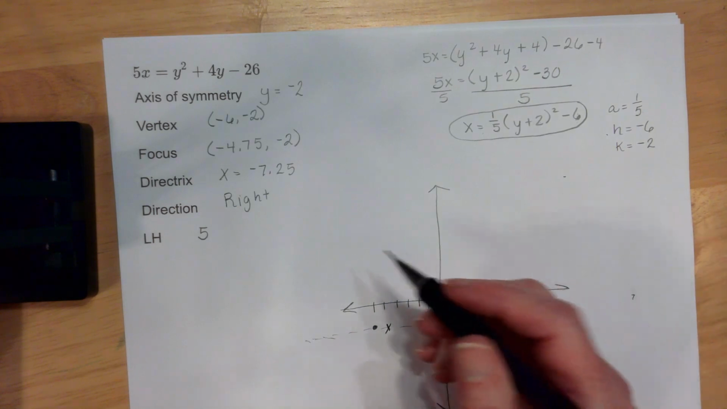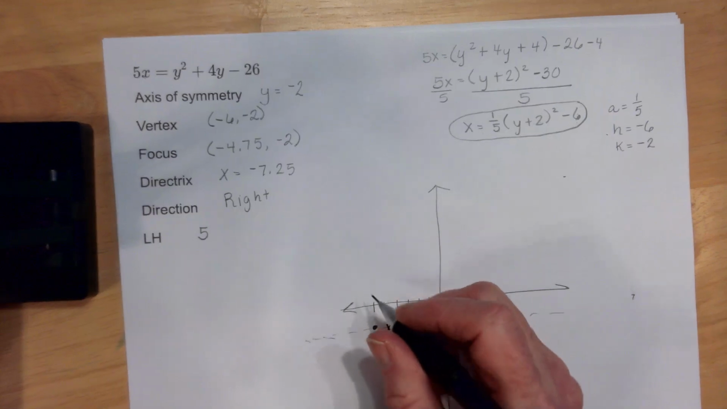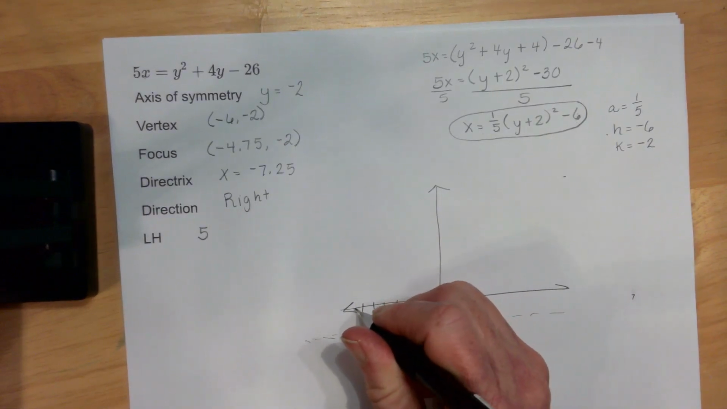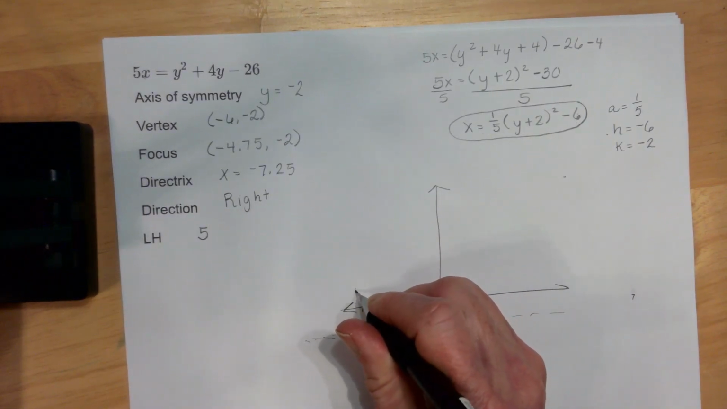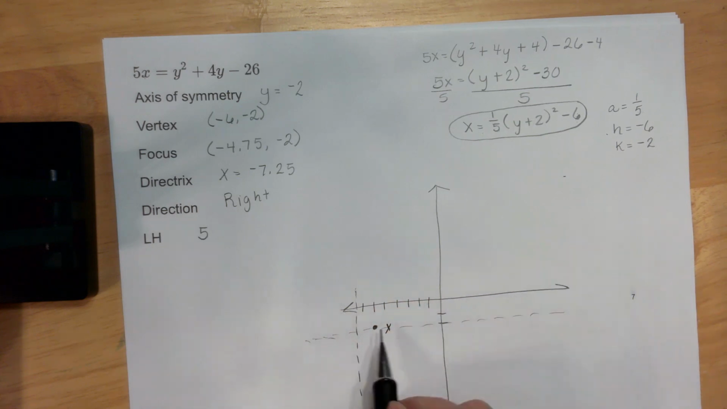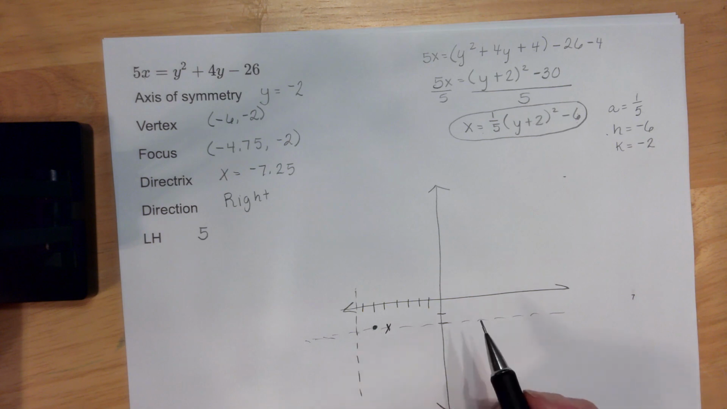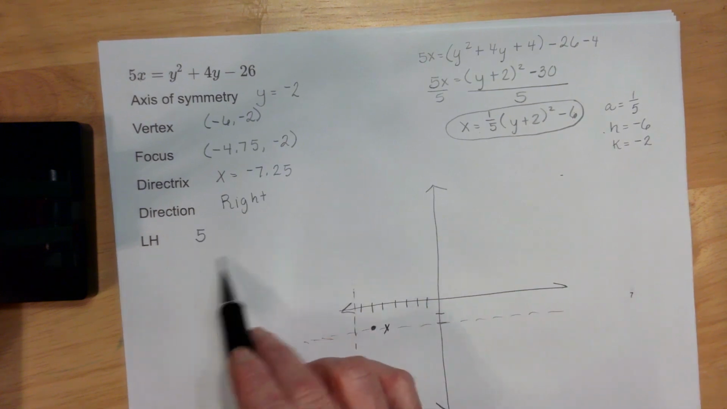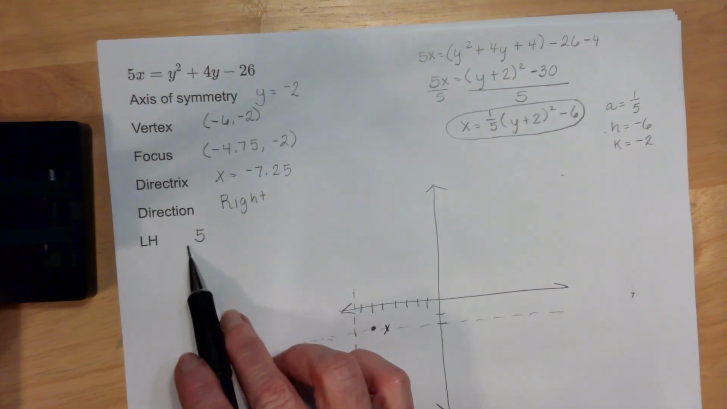Your directrix is -7.25. So it's going to be right here. And the vertex should be right in the middle between your focus and your directrix. Now, this is the part that makes it easier.